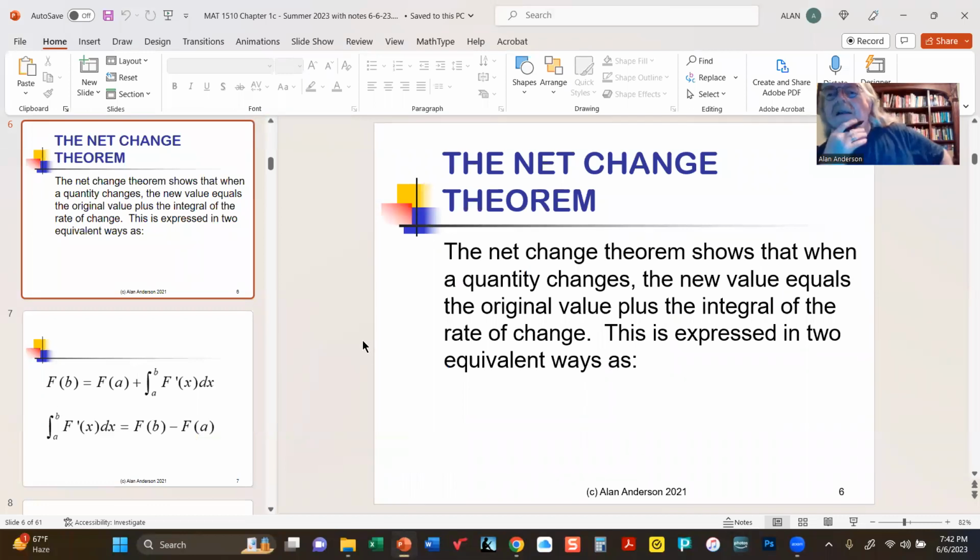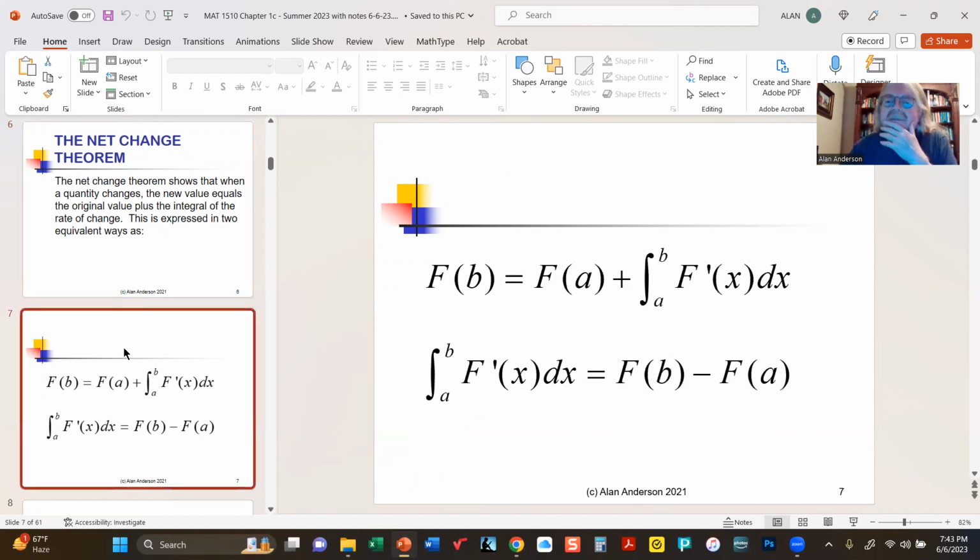Okay, so here we are again. This is the third part of this chapter. We'll start up where we left off last night with the net change theorem, which basically is telling us that when a quantity changes, the new value equals the original value plus the integral of the rate of change over that interval. So we're going to see two different ways of expressing that idea.